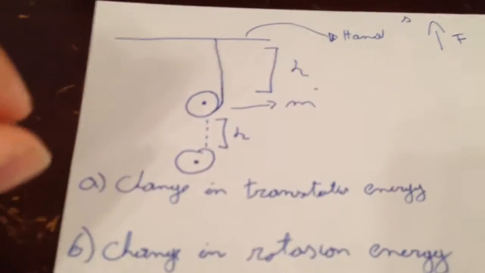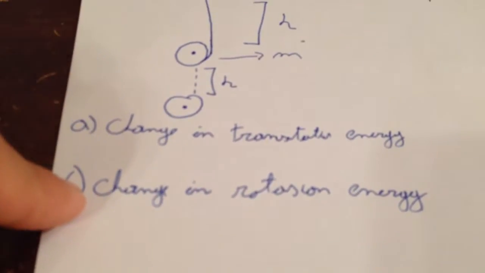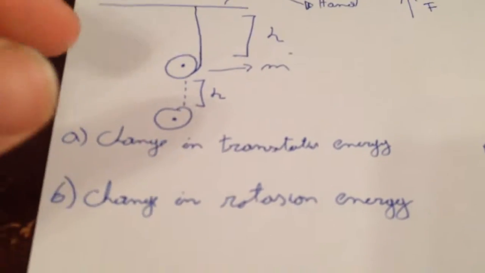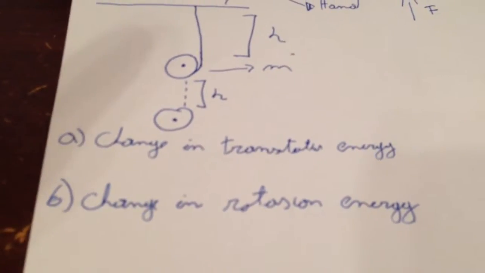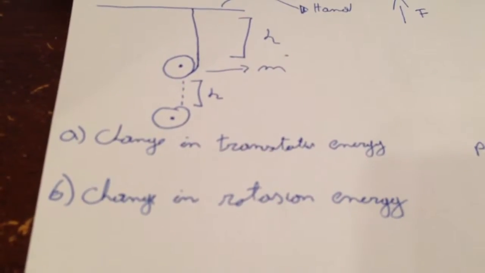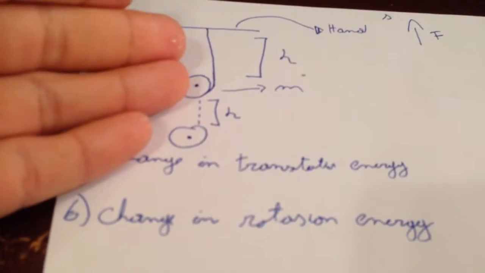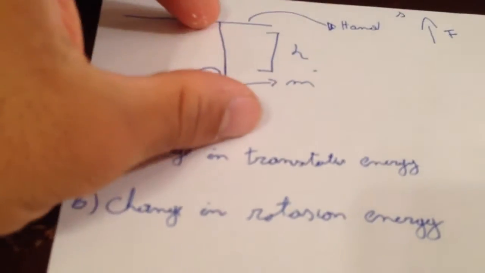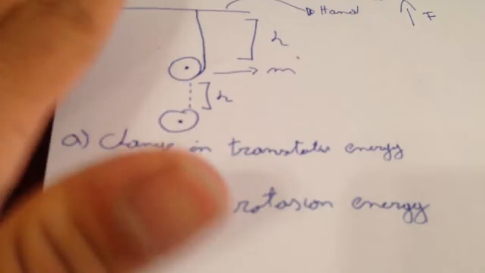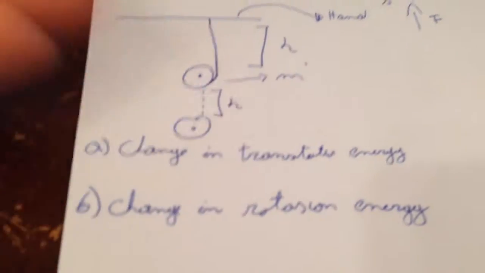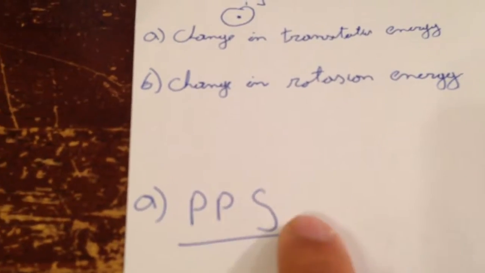And the question is asking two things: A is what is the change in translational energy, and B is what is the change in rotational energy. Now, to do part A, what would be better to use, the point particle system or the real system? Well, if you use the real system, you know what other factors are here in this system. So for the translational energy, it's just very simple to use the point particle system, where work equals the translational energy.